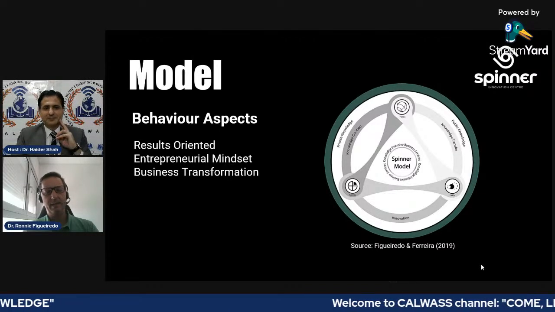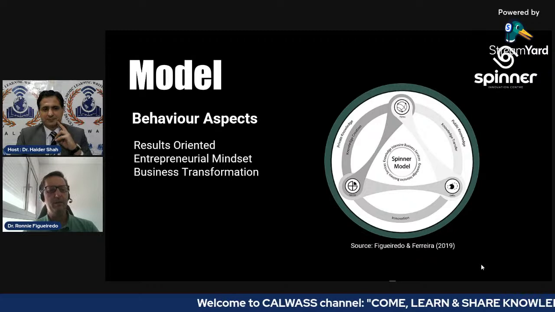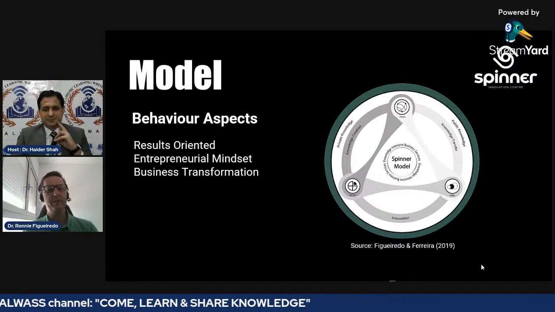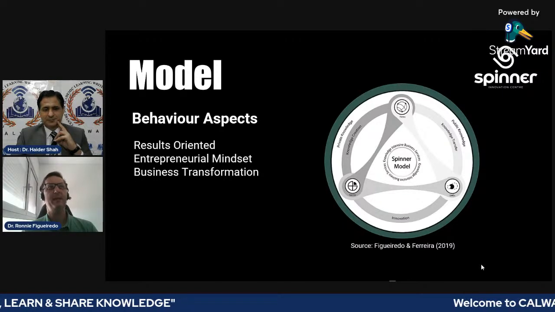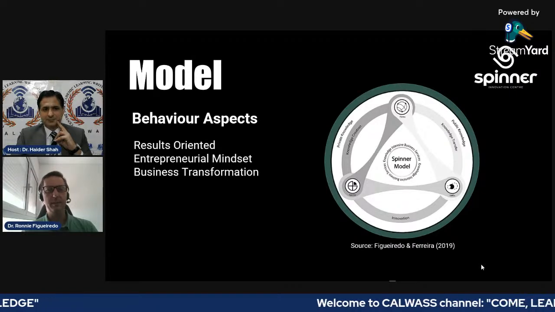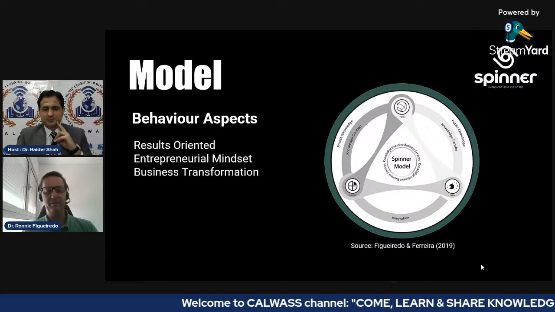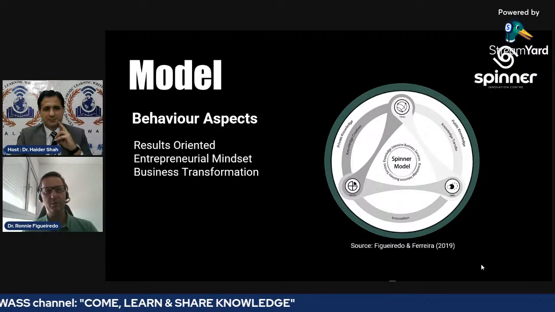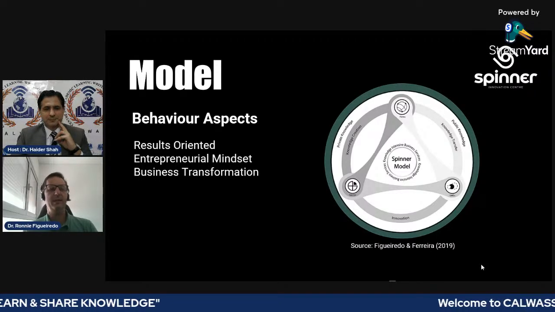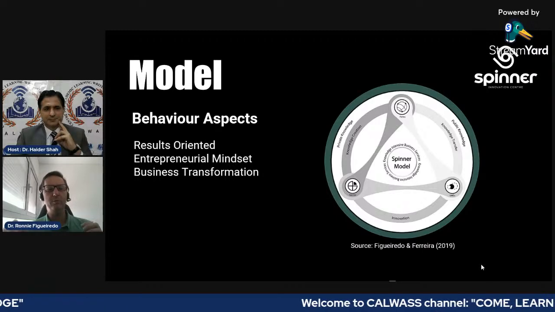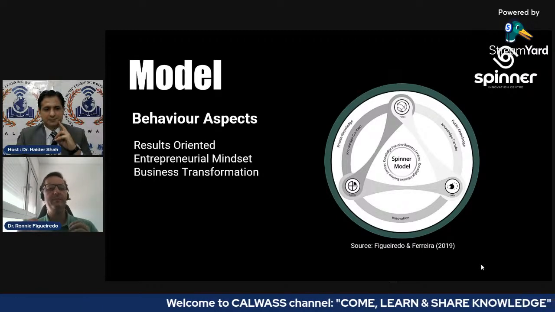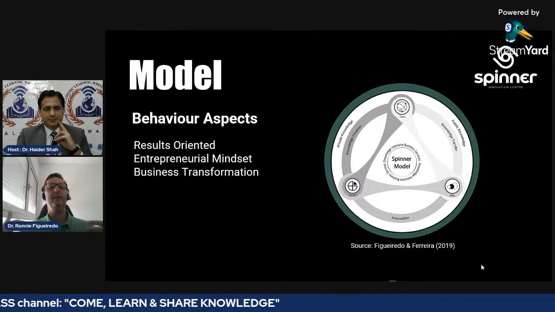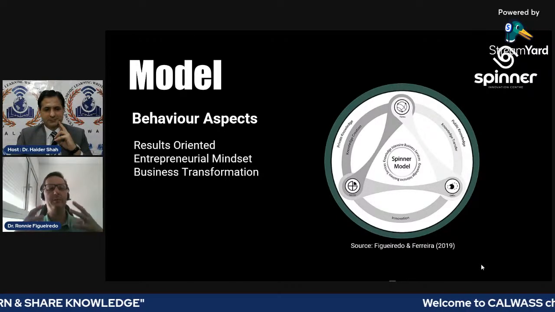Okay, let's move step by step, very quickly. The first thing you need to think about before you start using the Spin Innovation Model is the behavior aspect of the enterprise. If I apply the Spin Innovation Model to this business, what do I need to consider? First, whether this enterprise is result-oriented, with a focus on results. Second, whether the mindset and behavior of this organization are prepared for change with an entrepreneurial mindset.